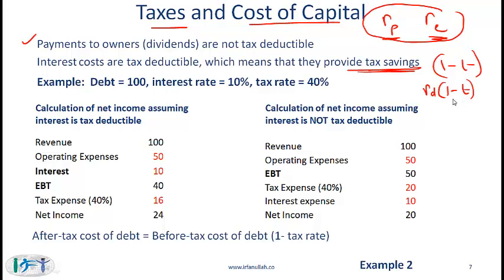What I'm going to do on this slide is explain to you why we multiply by 1 minus T. You just need to understand this once in your life, and then after that you simply use this expression. Let's say we have a company which has debt equal to 100. The interest rate is 10% and the tax rate is 40%. An interest rate of 10% means that the company is actually paying an interest amount of 10 to the lender.